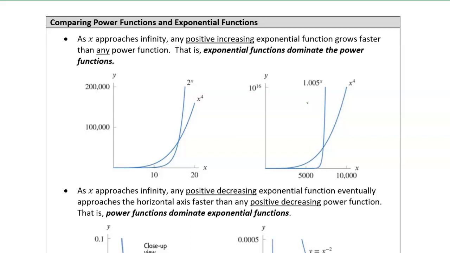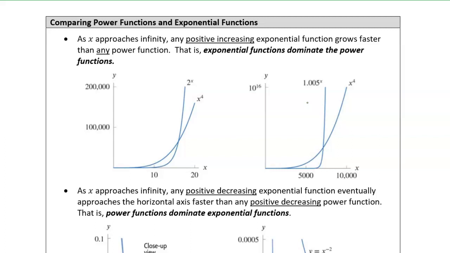If we have exponential growth, which means that the function is a positive increasing function, then if you compare any exponential with any power function, the exponential always wins. In the long run, it's always going to be greater than the power function. So exponentials dominate power functions always. Here they're comparing 2 to the x and x to the fourth, and you can see that those cross each other, and 2 to the x grows faster than x to the fourth after some point.